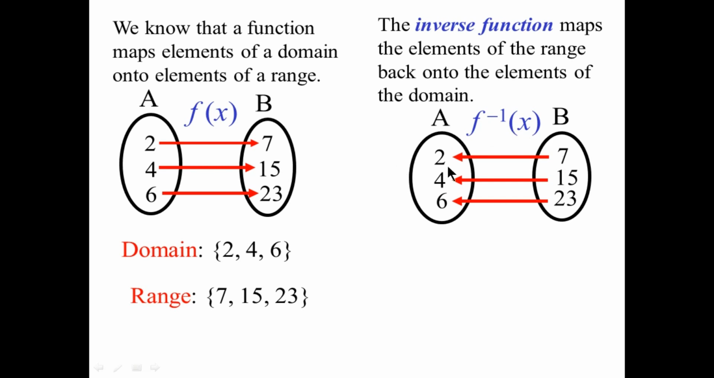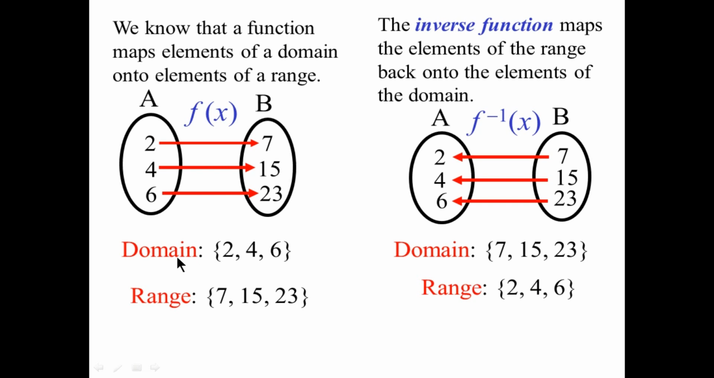We note by examining the inverse that the domain of the inverse is 7, 15, 23, while the range of the inverse is 2, 4, 6. Comparing, the domain of the original is the range of the inverse, while the range of the original is the domain of the inverse. They've swapped ranges and domains.